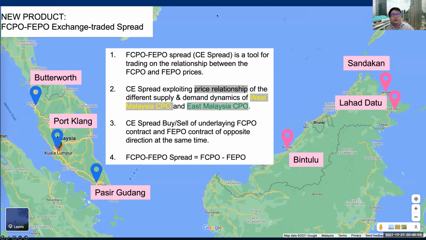So how does the FCPO and FEPO spread derive? It is basically FCPO minus FEPO. Then you get the spread.